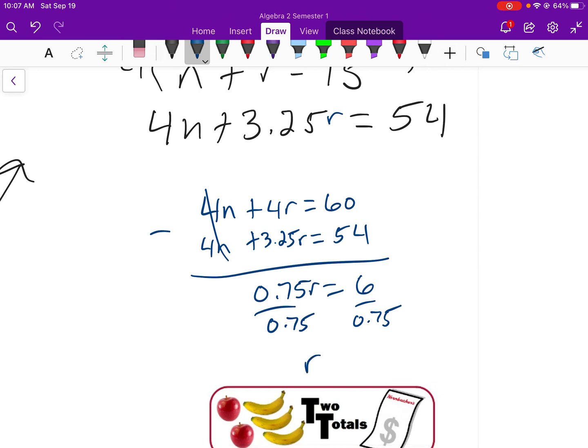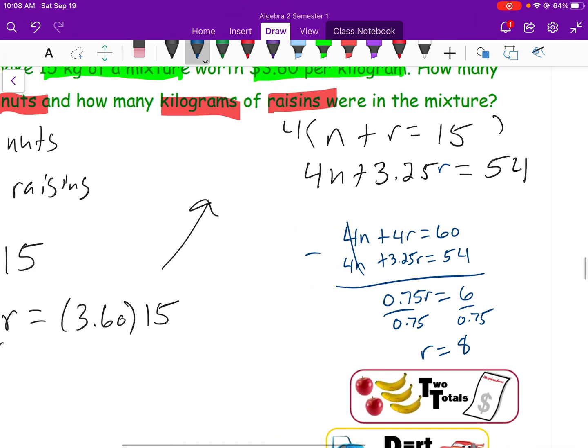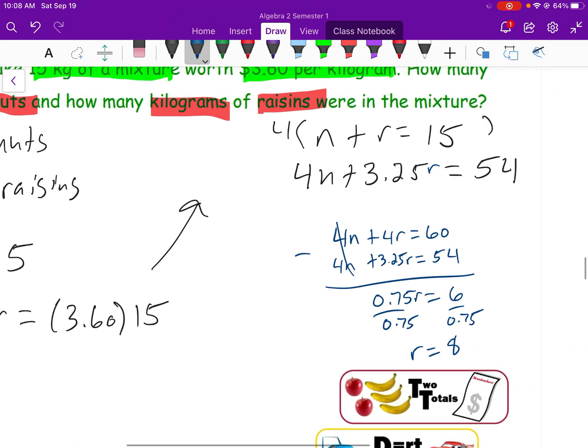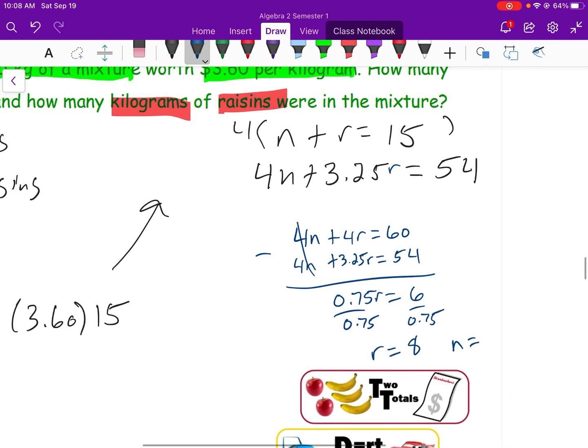Okay, and then dividing by that 0.75, these are r's, r is equal to, let's see, 8. Okay, so then we have 8 kilograms of raisins in this mixture, and we have a total of 15 kilograms for the mixture. So 8 plus what is 15? So kilograms of nuts will be 7, because 7 plus 8 is 15.